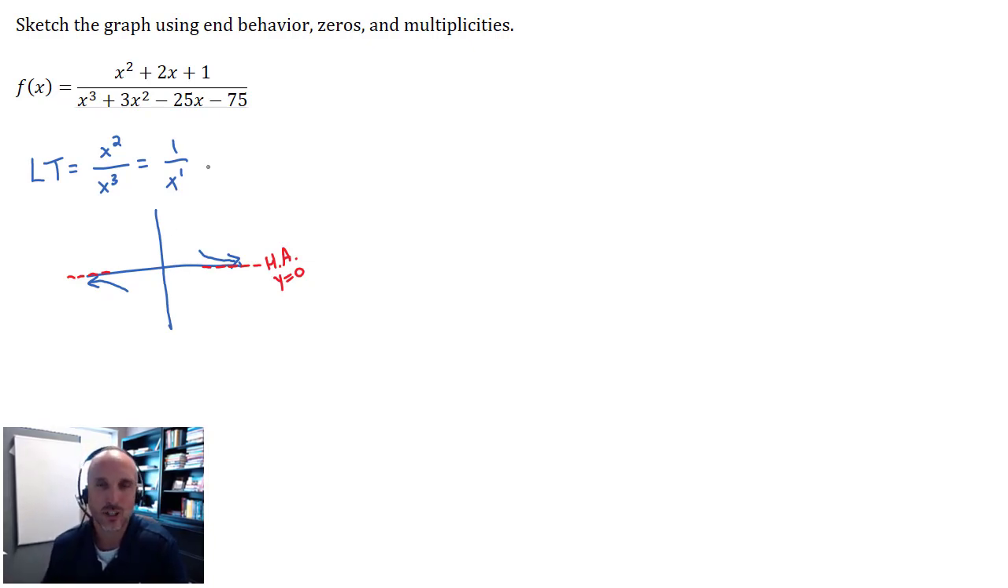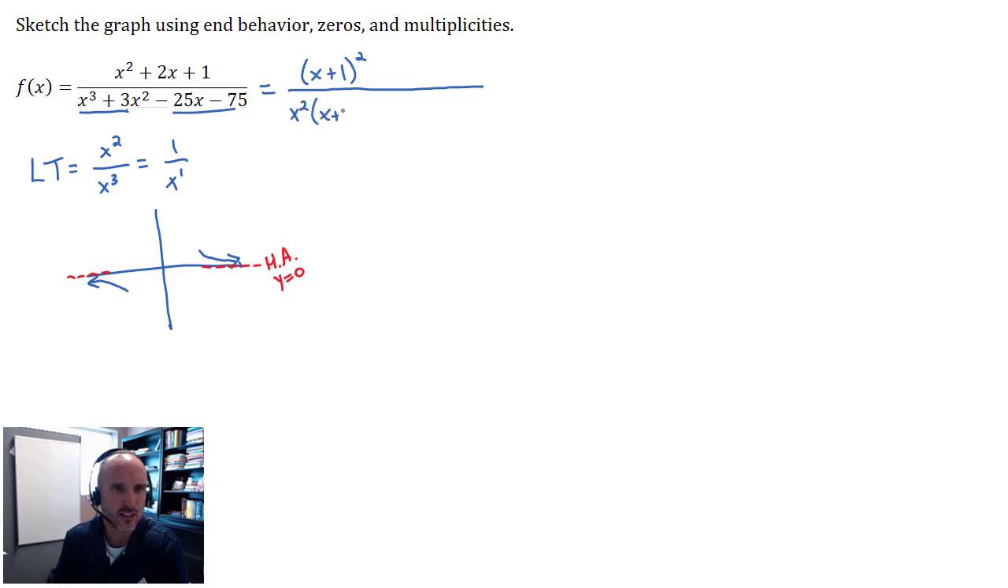Now, the next thing we're going to do, like we always do, is find the zeros and multiplicities, which we can get by factoring this rational function. X squared plus 2x plus 1 factors as x plus 1 times itself, or x plus 1 squared. And on the bottom, we have 4 terms, so we'll factor by grouping. In the first group, we can pull out an x squared, leaving behind x plus 3. In the second group, we can pull out a negative 25, which also leaves behind x plus 3.